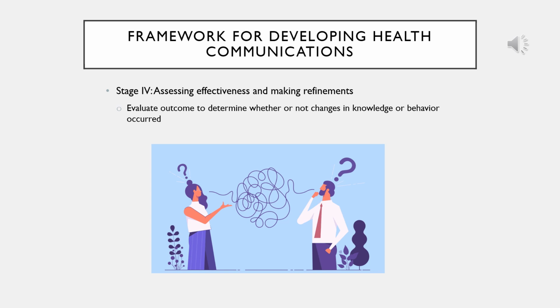In our final step, this is assessing effectiveness and making refinements. So this is our evaluation. We're going to evaluate our outcomes to determine whether or not changes in knowledge or behavior have occurred. So things we're going to ask is what was learned? How can outcome evaluation be used to assess effectiveness? What worked well? What didn't work well?